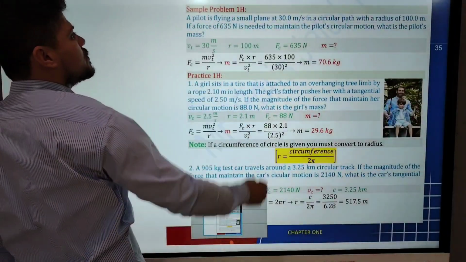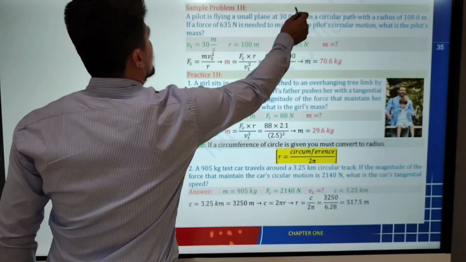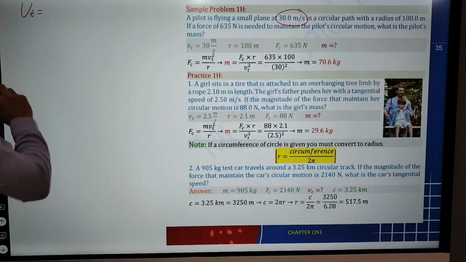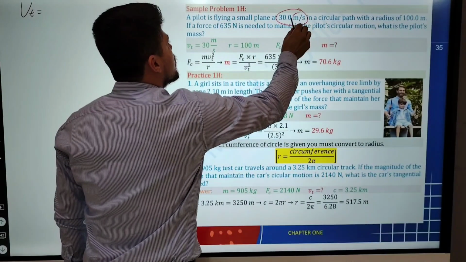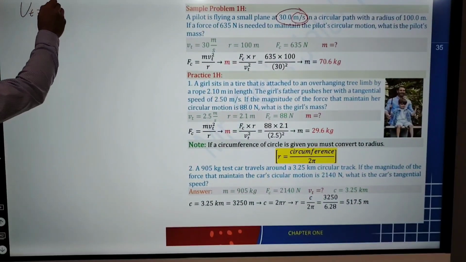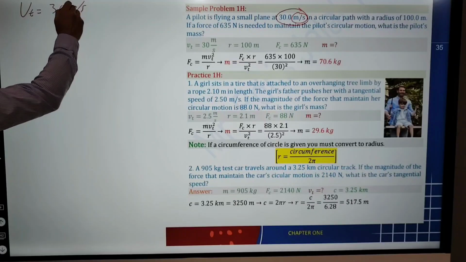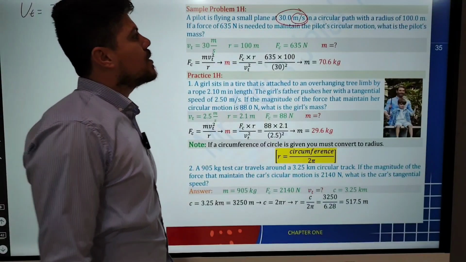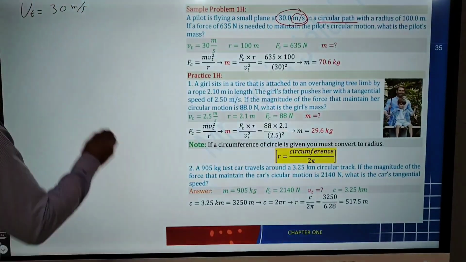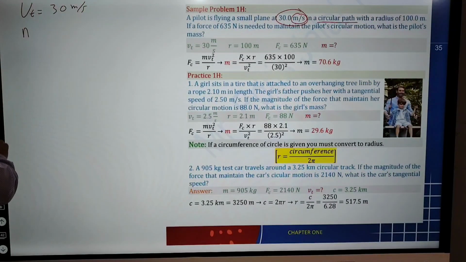A pilot is flying a small plane at 30 meters per second. What is this? This is Vt. How did you know? By the units. Meter per second is the unit for the tangential speed, which is equal to 30 meters per second, in a circular path with a radius of 100 meters.